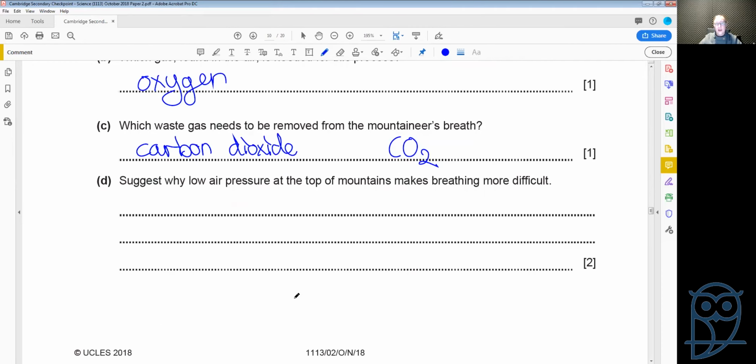So suggest why low air pressure at the top of the mountains makes breathing more difficult. So again, here they want that particle explanation. So at the top of the mountain, there are less air particles in a set volume. So whenever you breathe in, there will be less air particles being taken in.